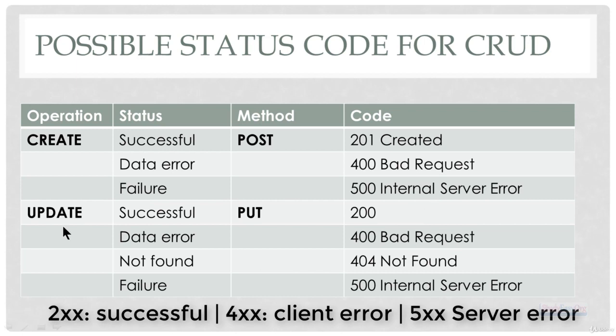Now, what would be the codes when we perform the update operation? If the operation is successful, then we return 200 OK. If there is a data related error, then we must return the 400 Bad Request response. If the URI is not found, then we must return the status code 404 Not Found. And if there is a generic failure from the server side, then we must return 500 Internal Server Error.